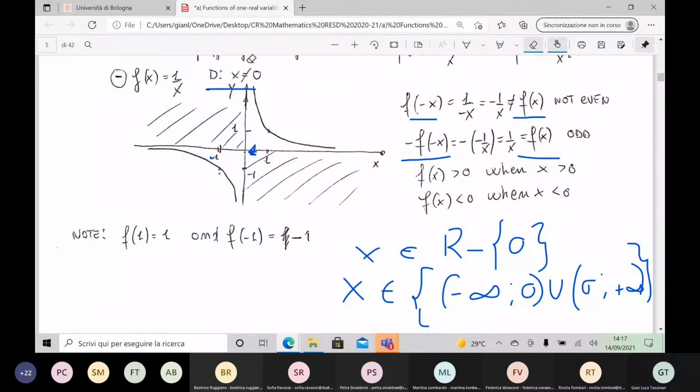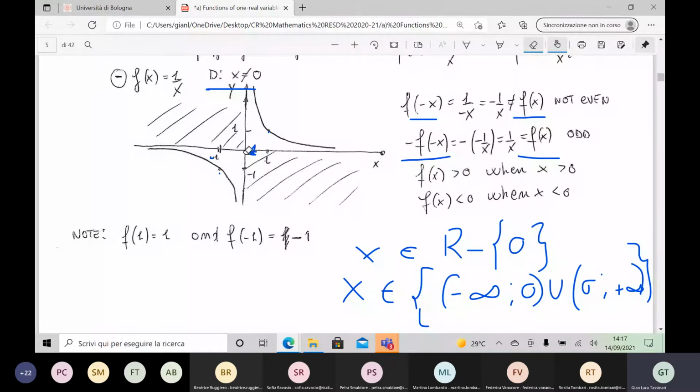Okay. Now, taking this into account, you can plot this branch. Since the function is symmetric, instead of having to repeat exactly the same consideration, what can you do? You can plot directly the other branch as the symmetric of this one with respect to the origin. And so this is the graph.